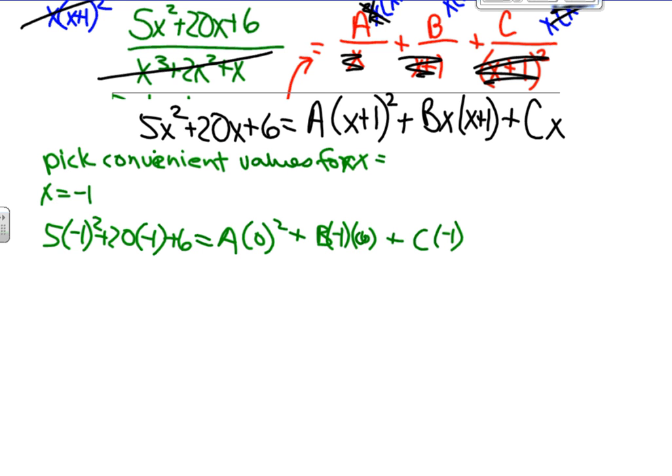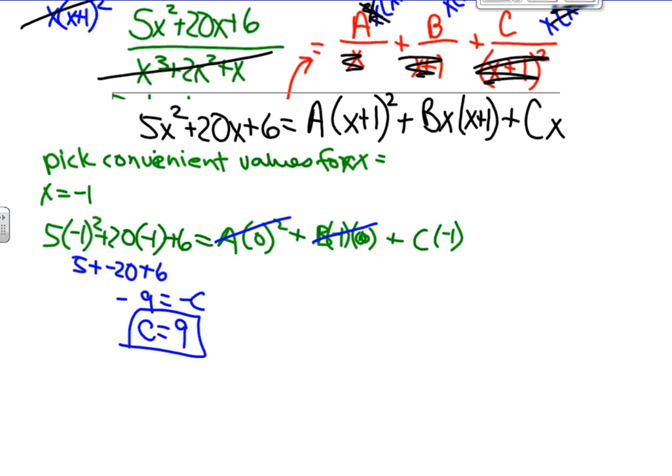So, oops, that's a 0. So in this one, that cancels. So I just have to figure out what this little mess on the left is, and that's equal to negative C. So negative 1 squared is 1. 1 times 5 is 5, plus negative 20 plus 6. And so 11 minus 20 is what? Negative 9 is negative C. So C is 9. So I figured out what C is. I did take up a lot of space.